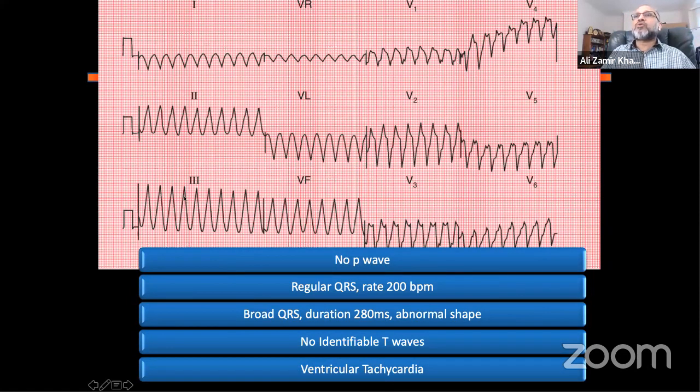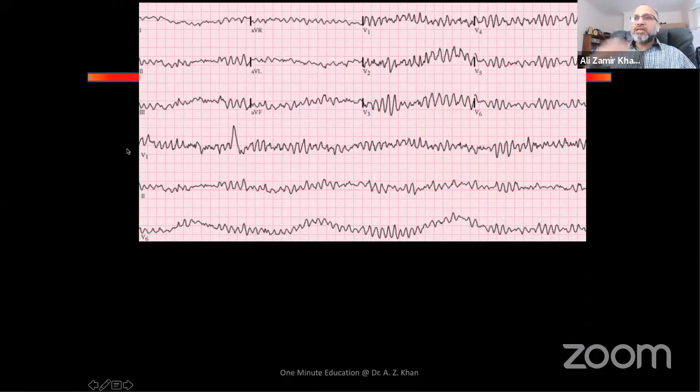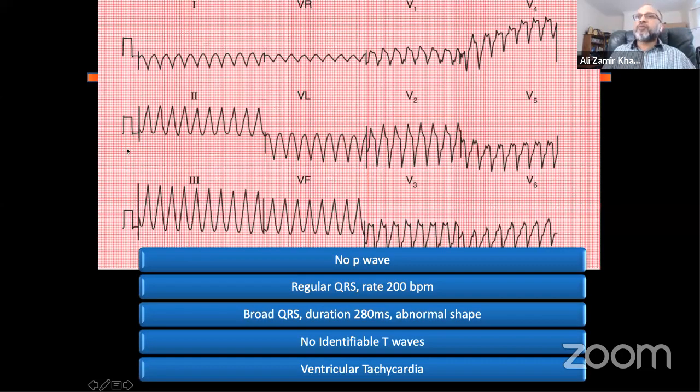So this is how a 12-lead ECG of a ventricular tachycardia will look like. Now this is different from the previous one. This is the previous one. This is different from the previous one.